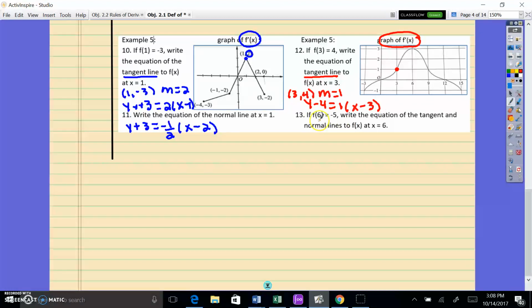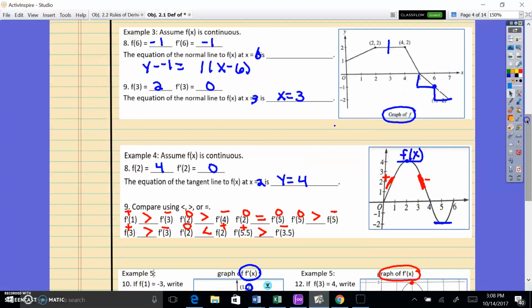Now this 13 says f of 6 equals -5. That's my point. And it says to write the equation of the tangent and normal lines when x is 6. Well, at 6, the y value is 3. So m is 3. I'm just going to do tangent because normal would be the same with the opposite reciprocal slope. So what's very important to remember here is if the graph is labeled that it's the derivative, the y values are your slopes. And if it's original, then you have to actually look at the slope to get the derivative.